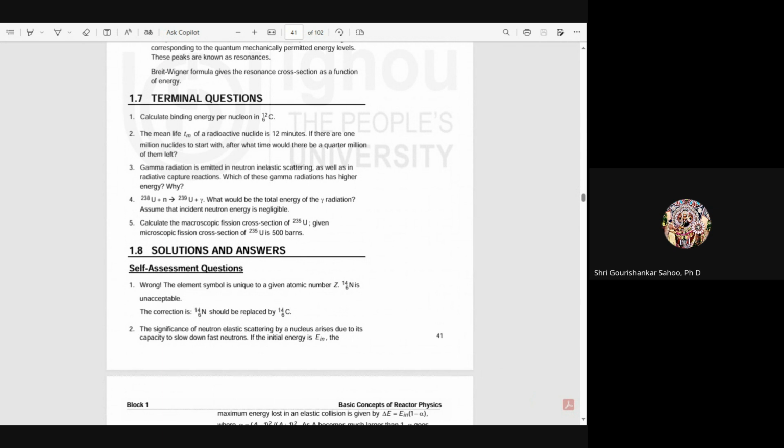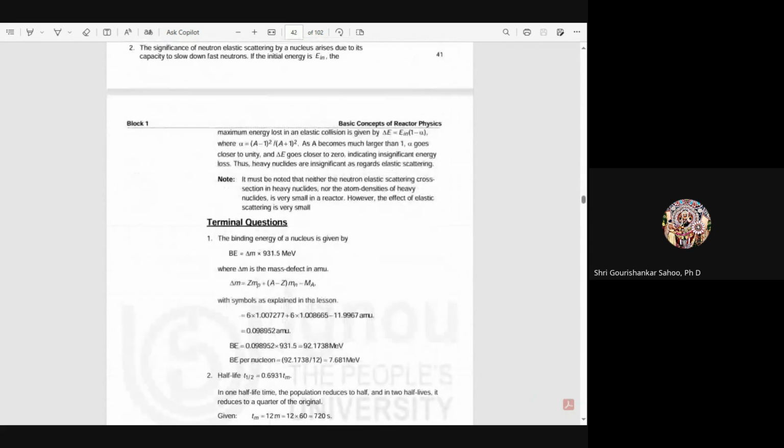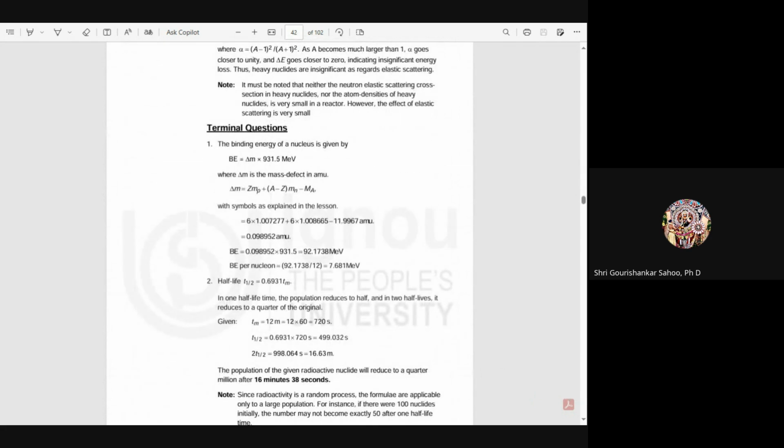Uranium-238 plus neutron gives rise to compound nucleus uranium-239 and gamma ray. And what would be the total energy of gamma radiation? You can calculate by assuming incident neutron energy negligible. And you can calculate the macroscopic fission cross section of uranium-235 from the microscopic fission cross section of uranium-235, taking it as 500 barns. So you have some terminal questions.